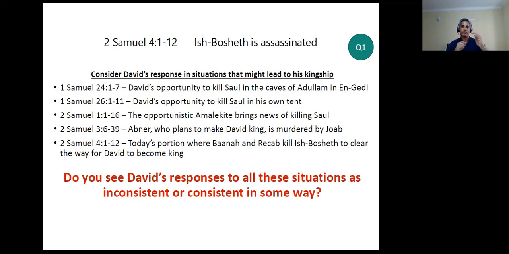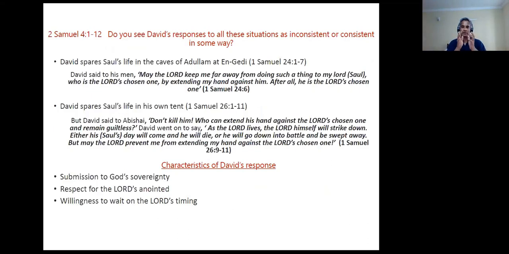So these 5 situations, in all of them, which are directed towards in some way making it easy for David to become king, what do you see as a pattern in David's response to each of these situations? Was his response consistent in all ways, or were they random and inconsistent? So that's the first question to dwell on. Okay, so let's dig into this. We'll go through each one of those situations one by one, okay?